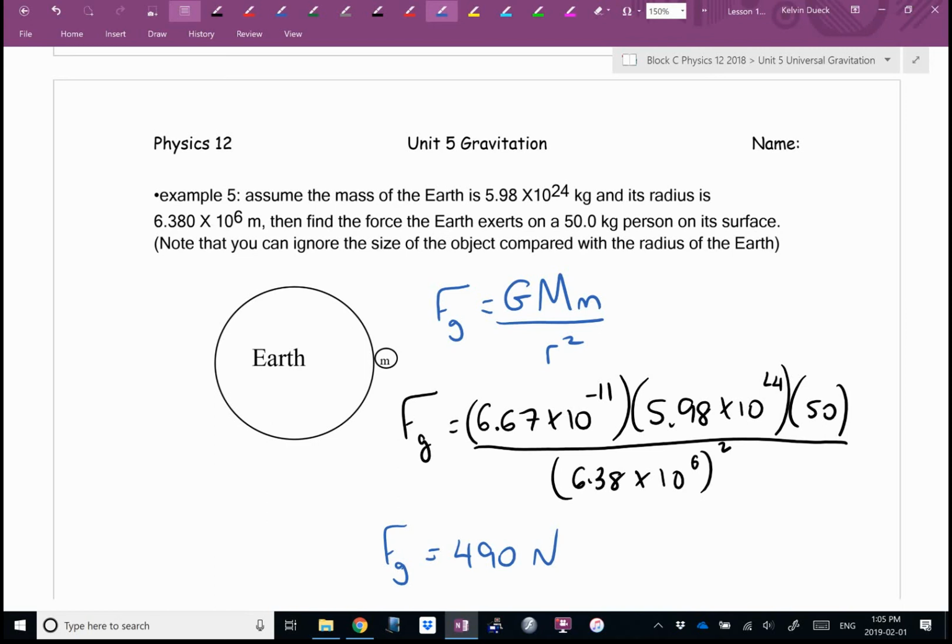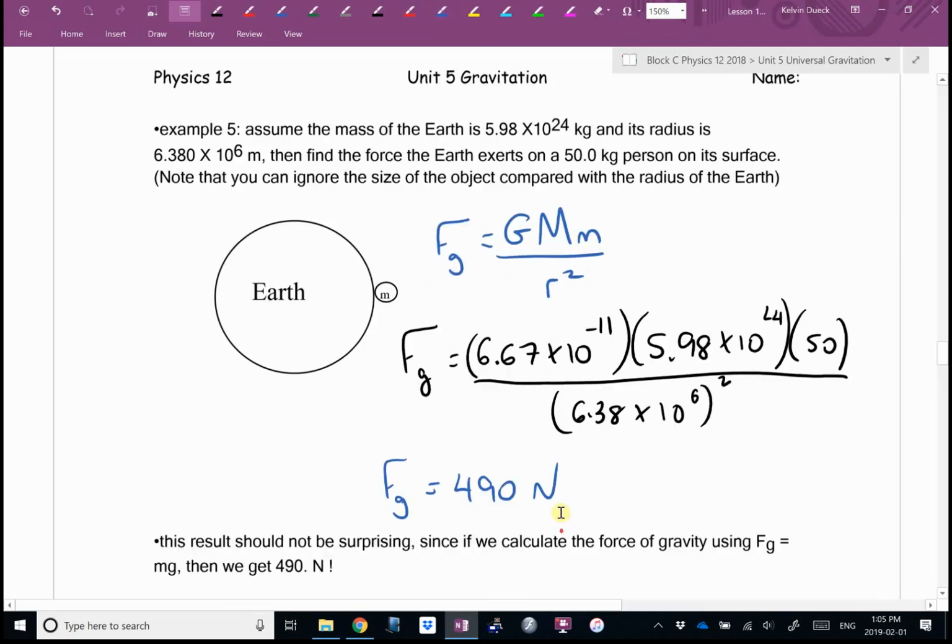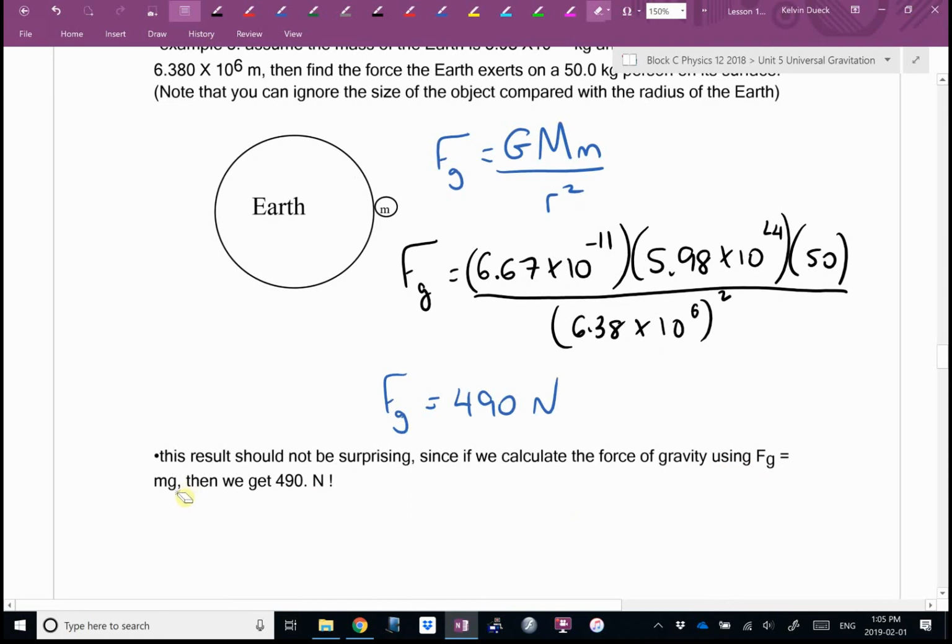Sorry? No, I lied. I didn't do it in my head. I cheated. Here's what I did, Hannah. I used the mg equation from Physics 11, and I went 50 times 9.8 because I said, you know what? If it worked in Physics 11, it should work with the universal equation. And kind of what we've just done, Hannah, is we've done an error check. Since this gave us the same answer as our old method using the measured 9.8, we can have confidence that this is correct as well.